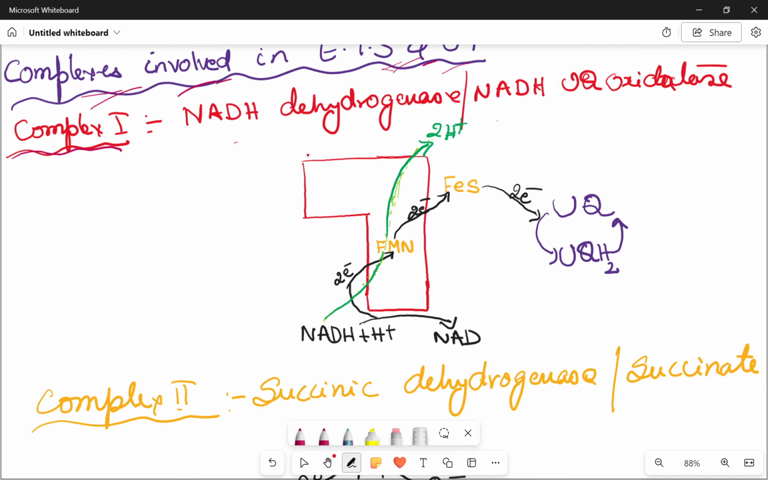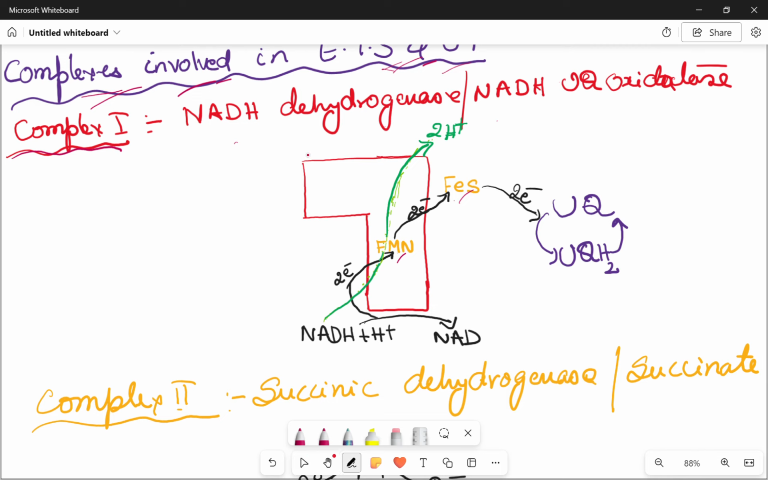You see this one. This is the NADH dehydrogenase complex. It consists of 2 prosthetic groups, one is FMN and the other is FeS. NADH dehydrogenase complex means here only NADH is involved but not FADH. This NADH2 releases 2 electrons. These 2 electrons are accepted by FMN and then passed to the FeS. Then those are accepted by ubiquinone. This ubiquinone is a mobile electron carrier like plastoquinone.